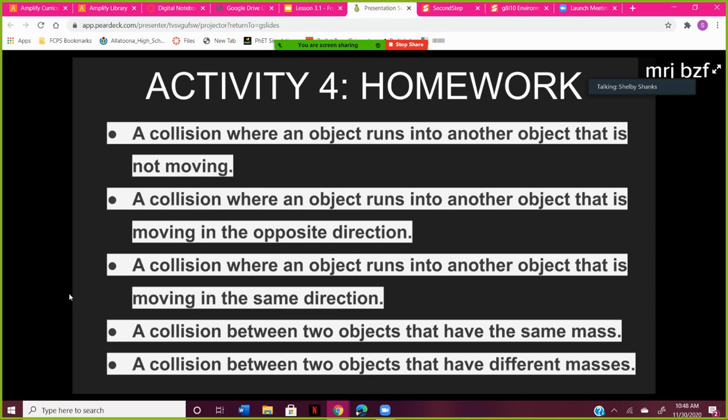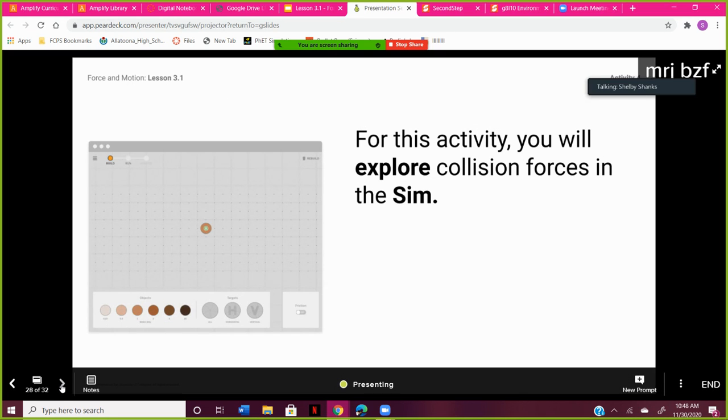They're both going this way, but the one in the front is going slower so that the one behind it can bump into it. All right, the last 2, you're going to have a collision between 2 objects that have the same mass. And then you're going to do that same collision, but with 2 objects that have different masses. I would suggest having 2 objects with the same mass going at each other, and then doing that same setup, but with 2 objects that have different masses. They run into each other. Then you're going to look at how different the collision is because of the masses.